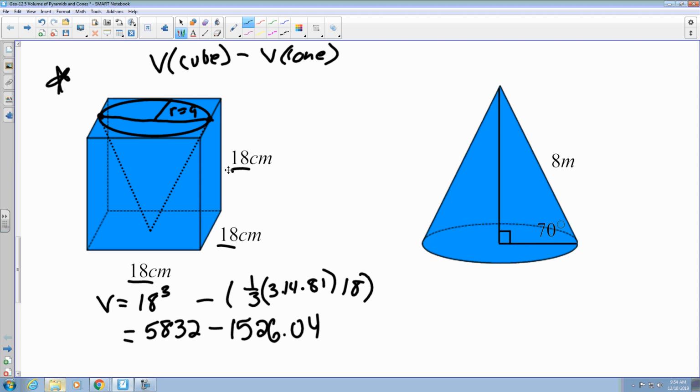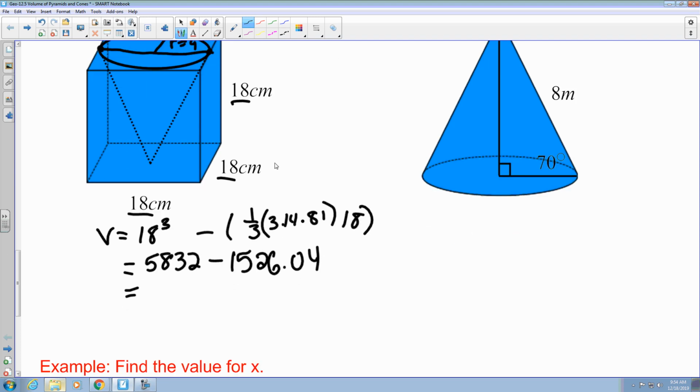Now I get 1,526.04. So I'm going to take my 5,832 minus 1,526.04, and the volume of this particular solid is going to be 4,305.96 cubic centimeters.